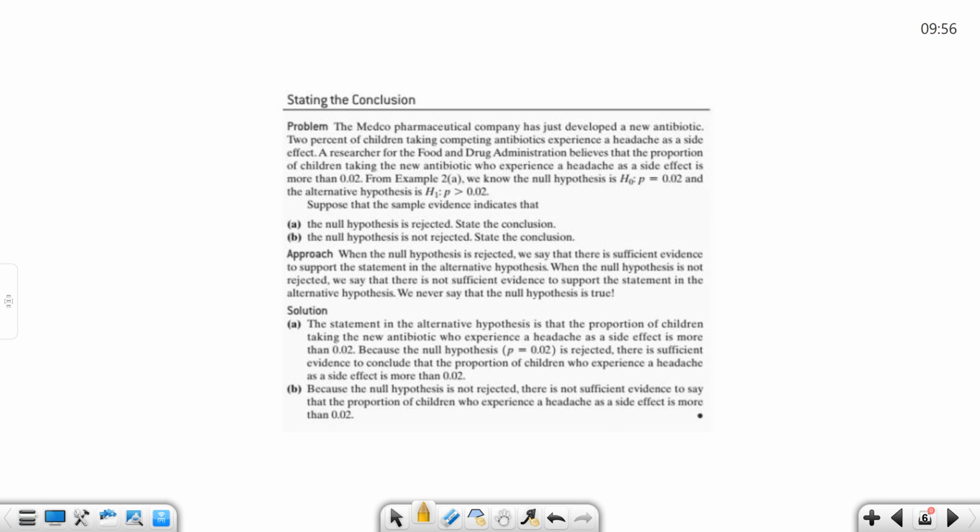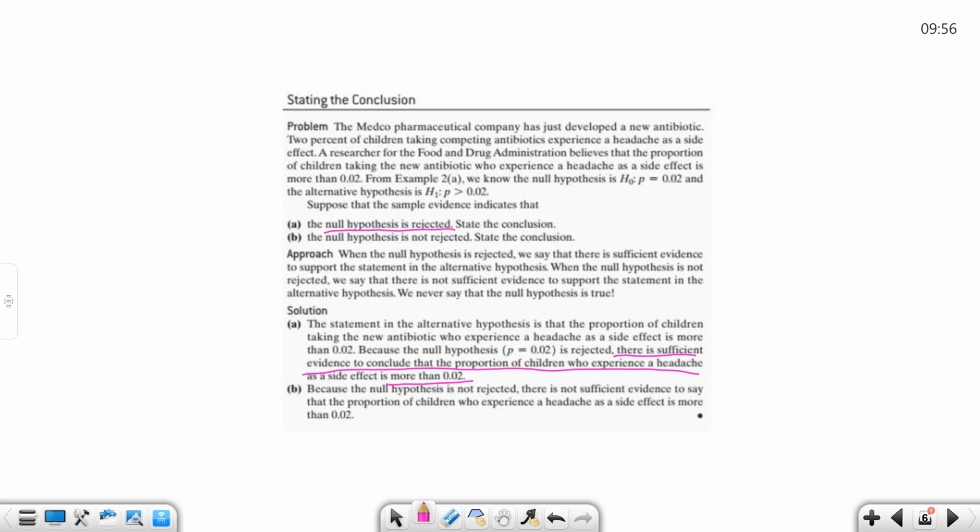And then here, it wants us to interpret the result. So for part A, it says the null hypothesis is rejected, state the conclusion. So if we reject the null hypothesis, that's what A says, all right? The statement in the alternative hypothesis is that the proportion of children is bigger than 0.02. So because the null hypothesis equals 0.02 is rejected, we say this: there is sufficient evidence that the proportion of children who experience a headache is more than 0.02. There's sufficient evidence to support H1.